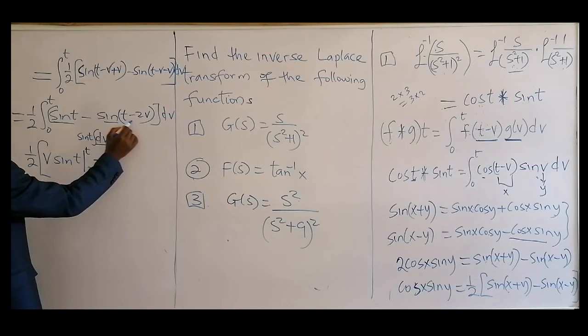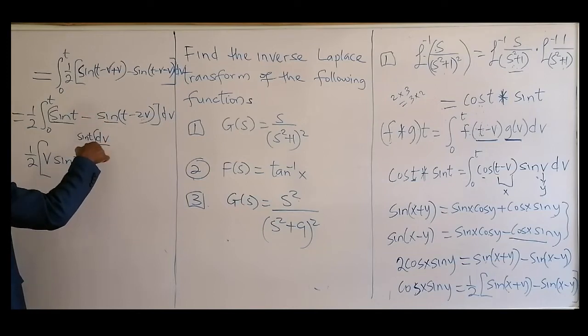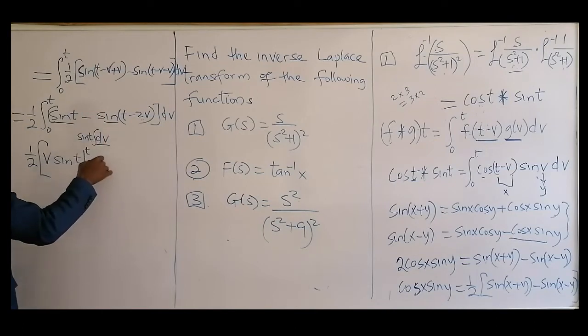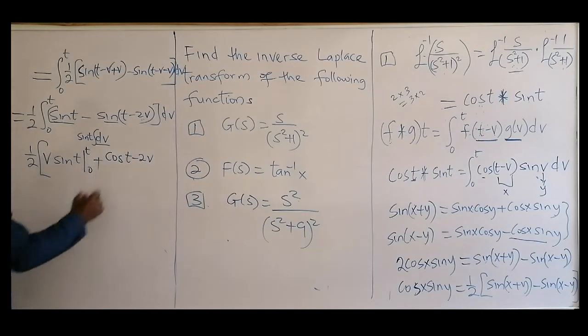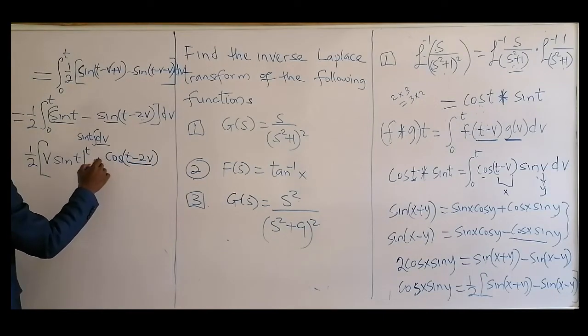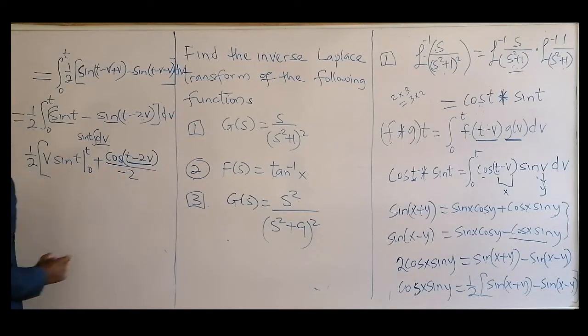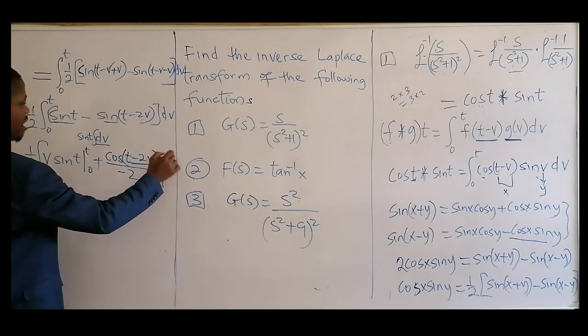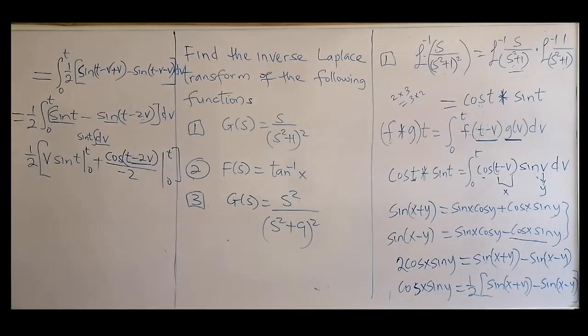You can see now this one is a function of b. There's a b inside the function. So if you integrate this now, integral of sine is minus. So minus, that's plus cos t minus 2v. Okay, and don't forget the derivative of the inner function with respect to v is going to be what? Minus 2. So you divide by minus 2. Okay, then you can put your upper limit t minus what? 0. Okay, close that.